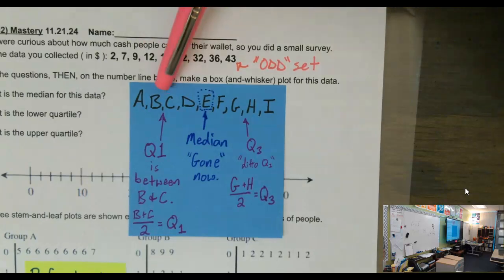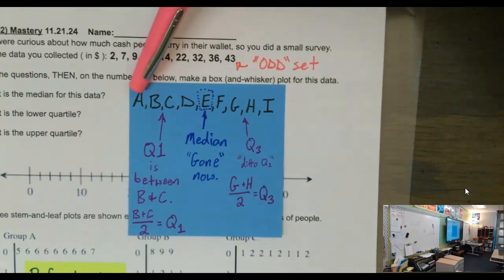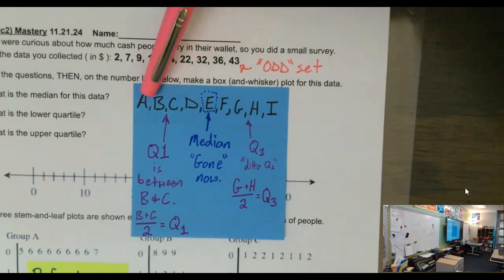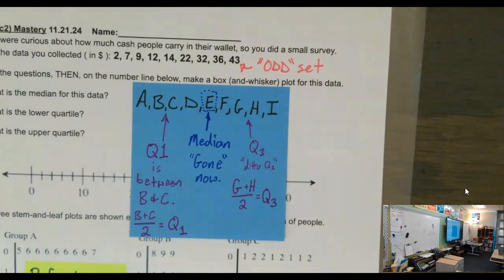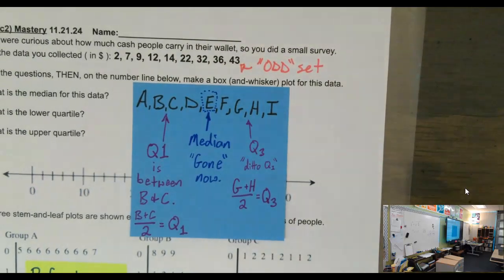So quartile 1, now that your bottom set of data will only be 4 numbers, quartile 1 is between B and C.